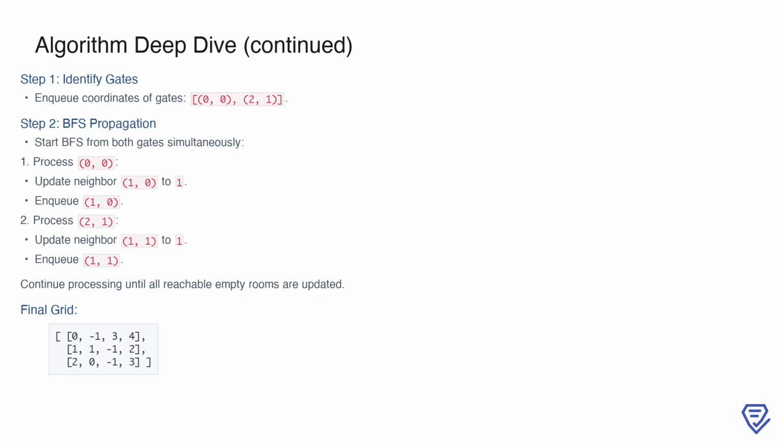The final grid shows the shortest distances from each empty room to the nearest gate, with walls and unreachable rooms unchanged. This step-by-step approach demonstrates how BFS systematically propagates distances while respecting the constraints of the problem.